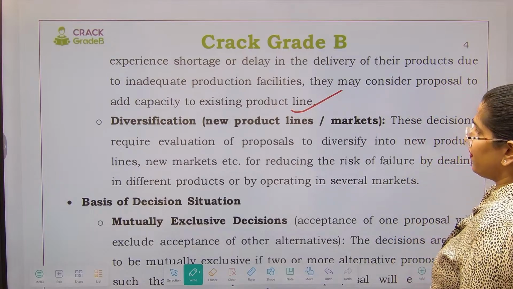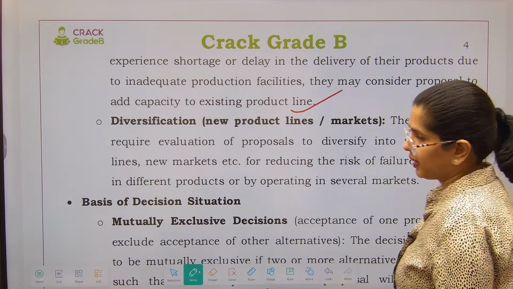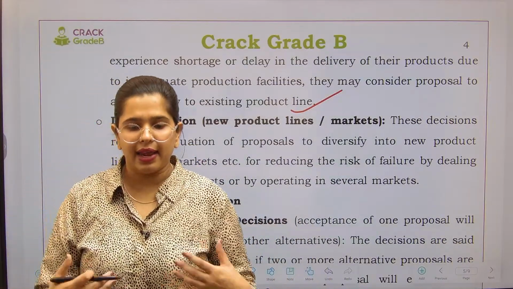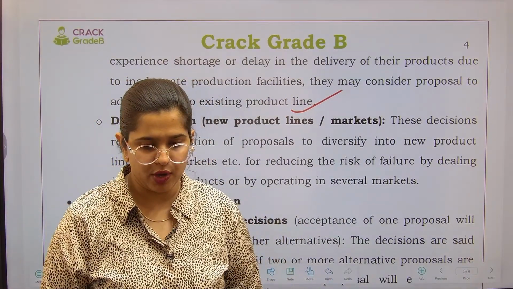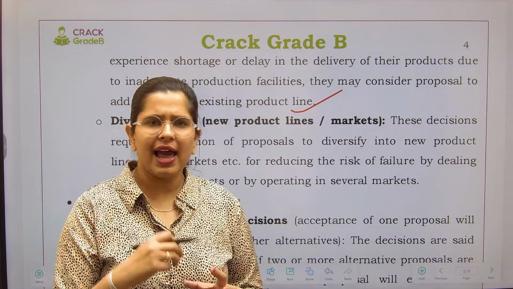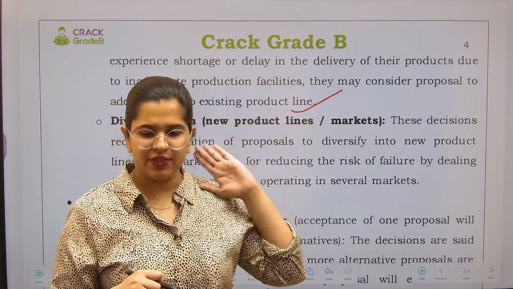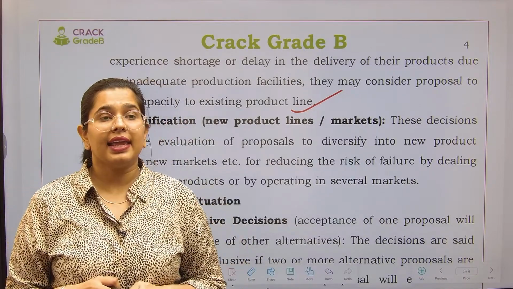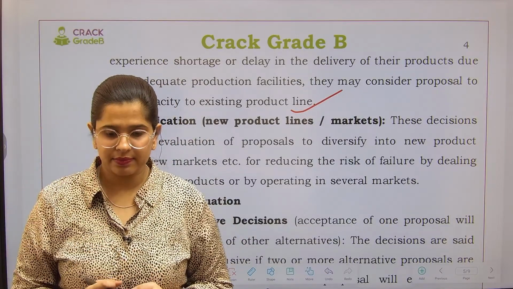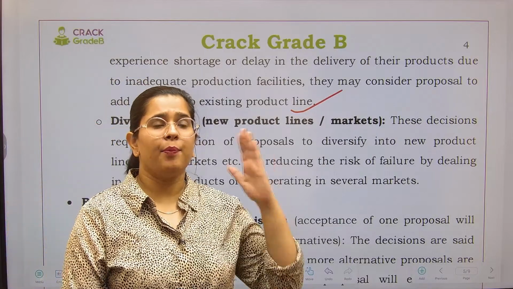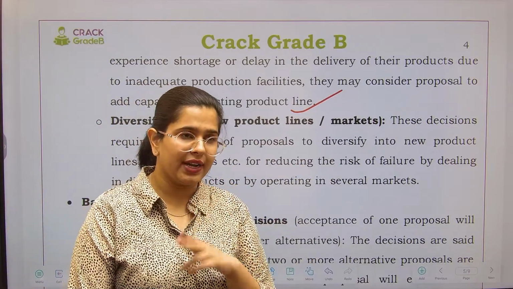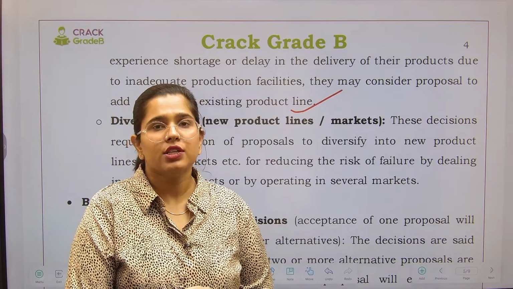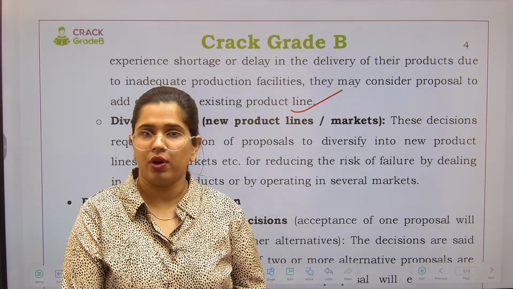Next we have diversification, that is new product lines or market. Now this was related to the existing product line. I am making a particular product and now I want to increase its production, so I will add it. Now let's talk about diversification, that is new product lines or market. New product lines means, suppose I am making a product A. Now I am also witnessing that there is a demand for products B and C as well in the market. So what am I going to do? Every entity wants to grow.